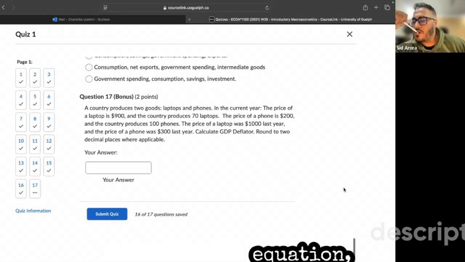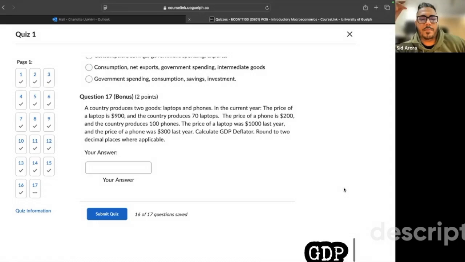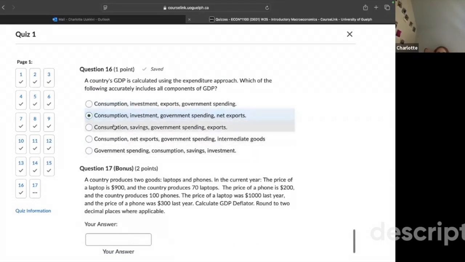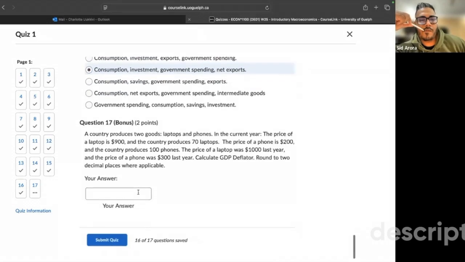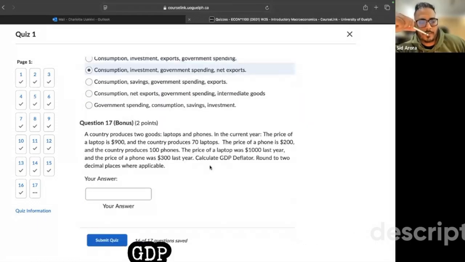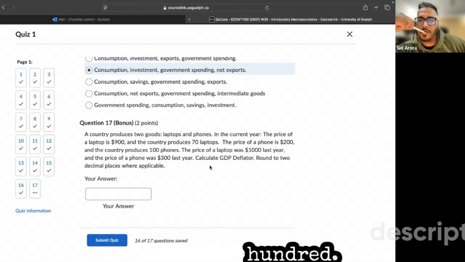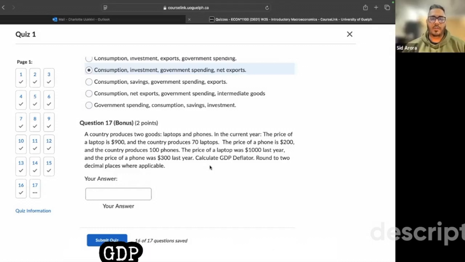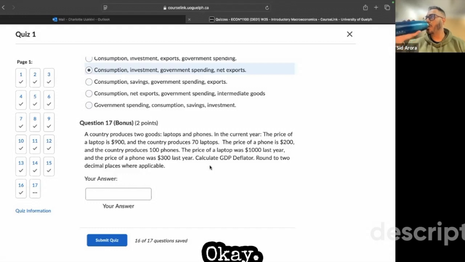For this one, I don't remember the equation, but we just did the GDP deflator, so start with that. What's the formula for that? The one with 10%, 5%, that one. So the GDP deflator is nominal GDP divided by real GDP times 100. Could you please repeat that? Yep. GDP deflator is nominal GDP divided by real GDP times 100.